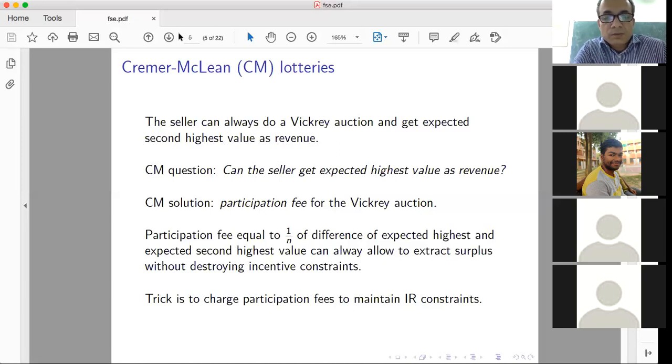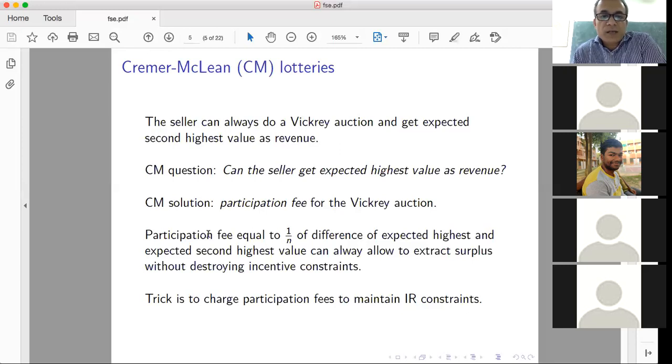So first, before I get to what the Kramer-McLean participation fee is, let's first consider the following participation fee. We know that before everybody reports their type or even realizes their type, the seller can always compute the expected highest value and expected second highest value. It can always compute that, right? That's just based on the priors. Based on the priors, what is the expected highest value and what is the expected second highest value? It can always compute that.